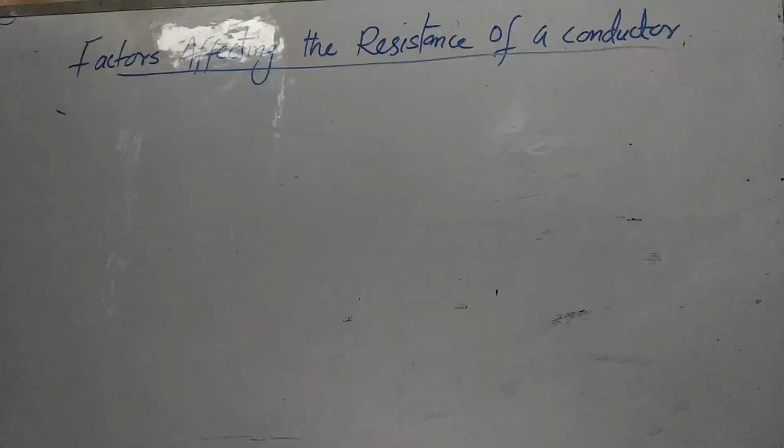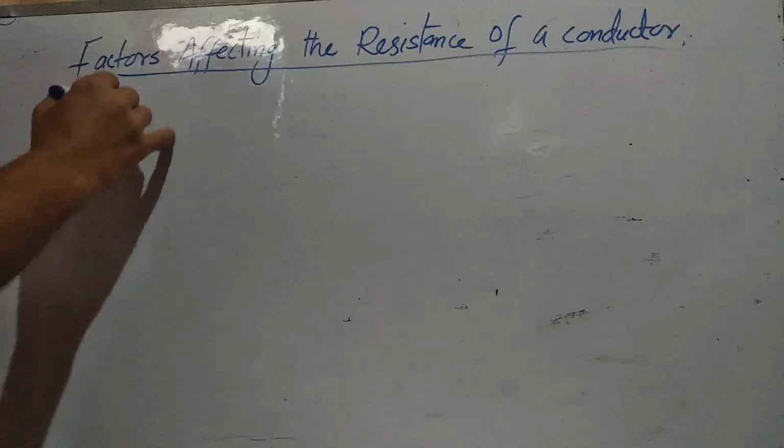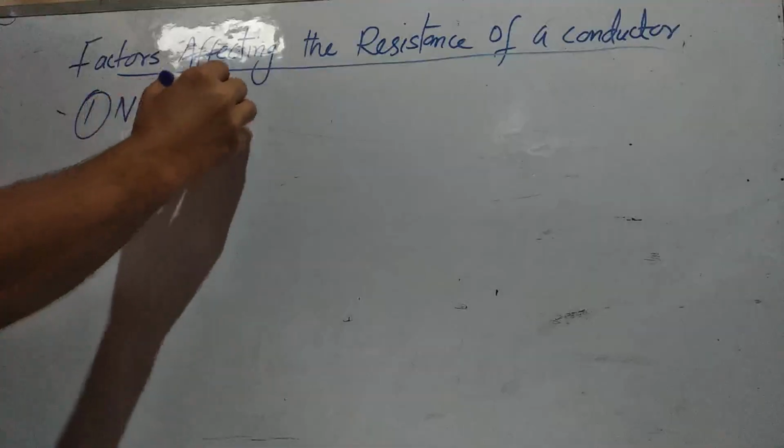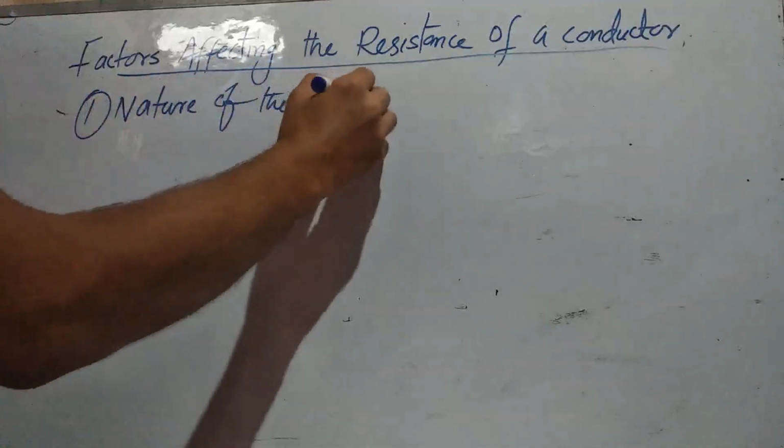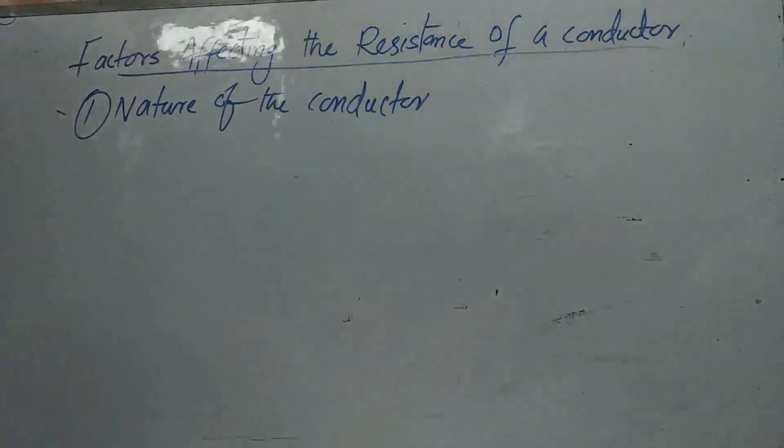There are three main factors on which resistance of the conductor depends. The first one is nature of the conductor. What is the conductor made up of, or which material is used in the conductor? This is the nature of the conductor.